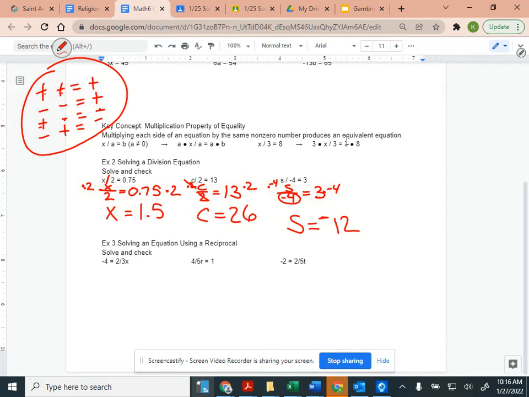Solve and check. How do we check our problems? Zoe, do you remember? Yeah, you do it just how it's set up. Yeah, you were plugging in our variable for the variable. We're plugging in the answer into that variable. So let's look at our solve and checks on the bottom. Negative 4 equals 2/3 x. So what operation am I doing there? Am I multiplying or dividing?